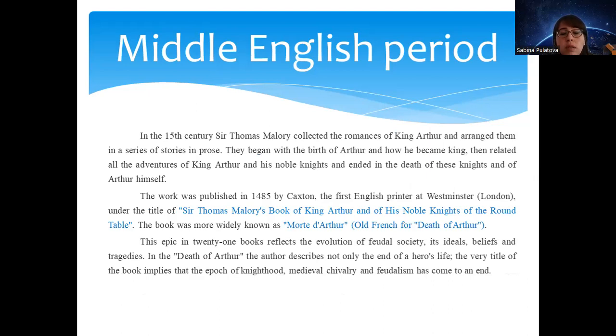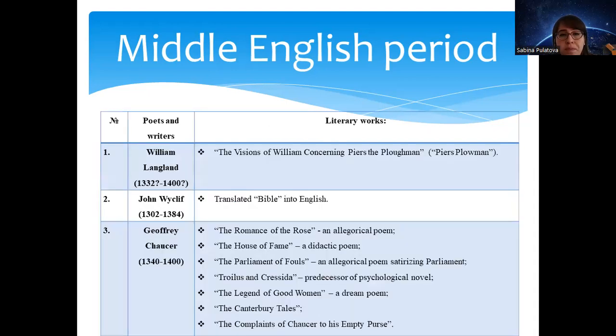The work was published in 1485 by Caxton, the first English printer at Westminster, under the title of Sir Thomas Malory's Book of King Arthur and of his noble knights of the Round Table. The book was more widely known as Morte d'Arthur. The epic in 21 books reflects the evolution of feudal society, its ideals, beliefs, and tragedies. In the death of Arthur, the author describes not only the end of a hero's life; the very title of the book implies that the epoch of knighthood, medieval chivalry, and feudalism has come to an end.